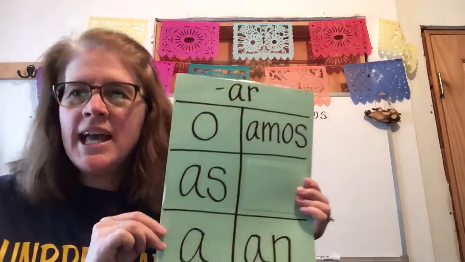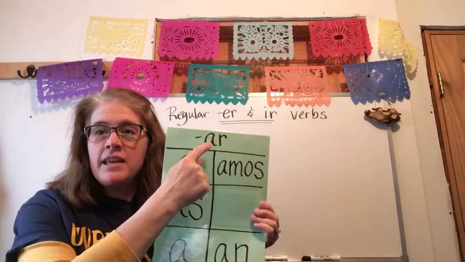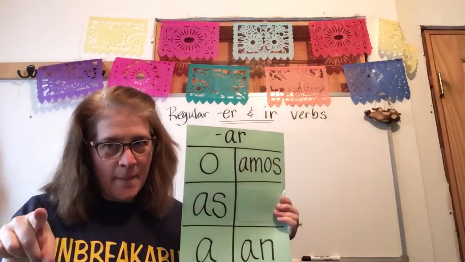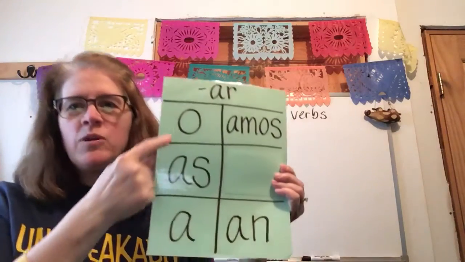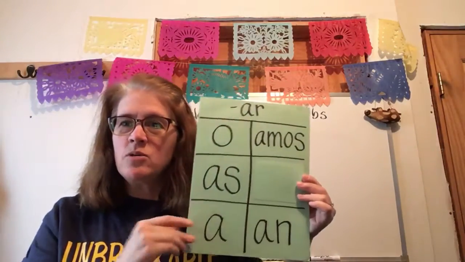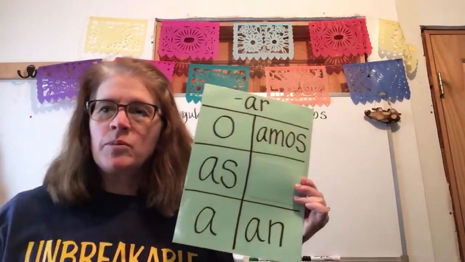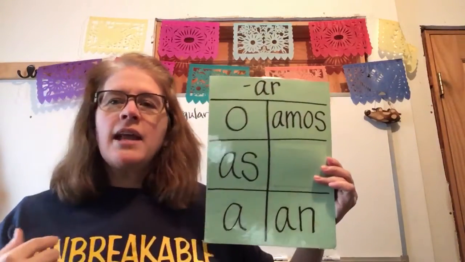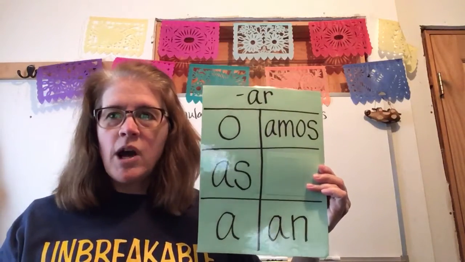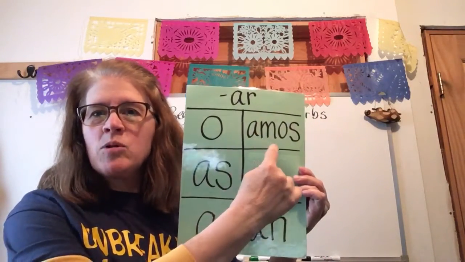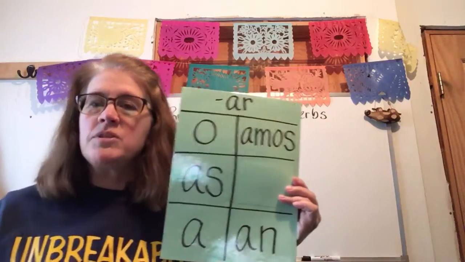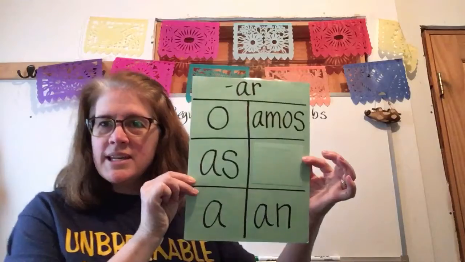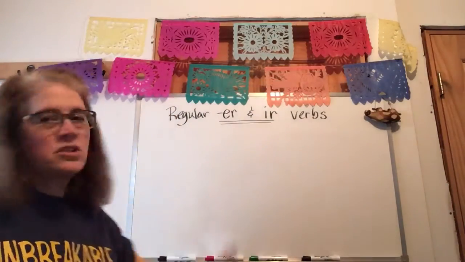What do we do with the endings? Do you remember? We take off the AR and we're left with the stem. That is correct. And then we add the appropriate ending depending on who the subject is. So if you have a verb like cantar, to sing, you take off the AR. And if you want to say we sing in the choir, then you have to put amos on the end of the stem so it becomes nosotros cantamos. Okay, so if you know this, then this is going to be super easy.